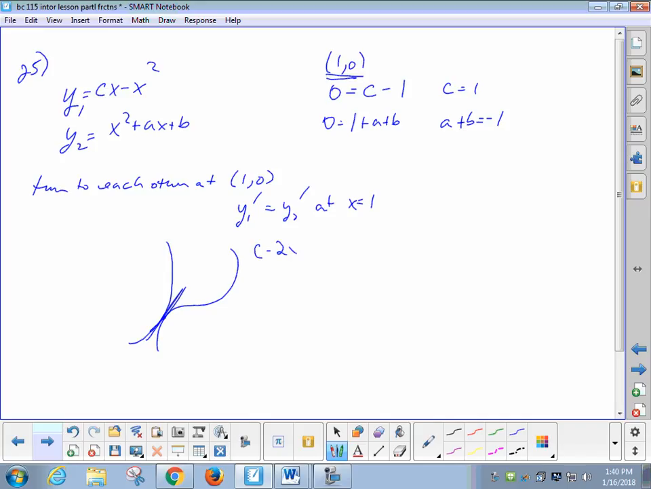So c minus 2x equals 2x plus a at x equals 1. So c minus 2 equals 2 plus a. That implies that a is negative 3, and therefore b is 2. Oh, yeah, I forgot about that.